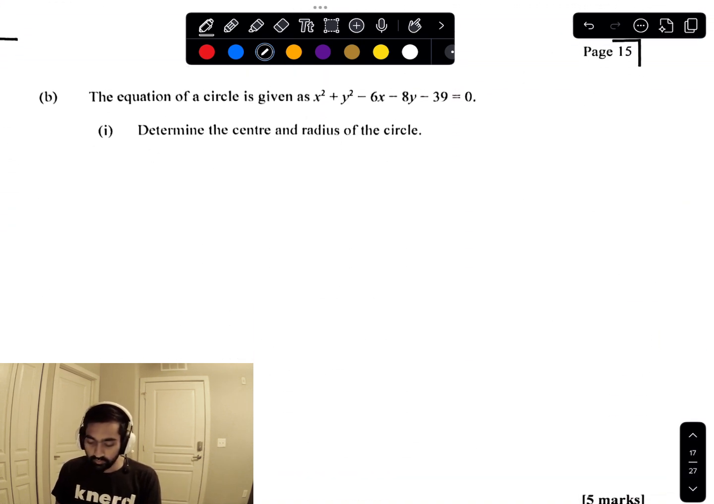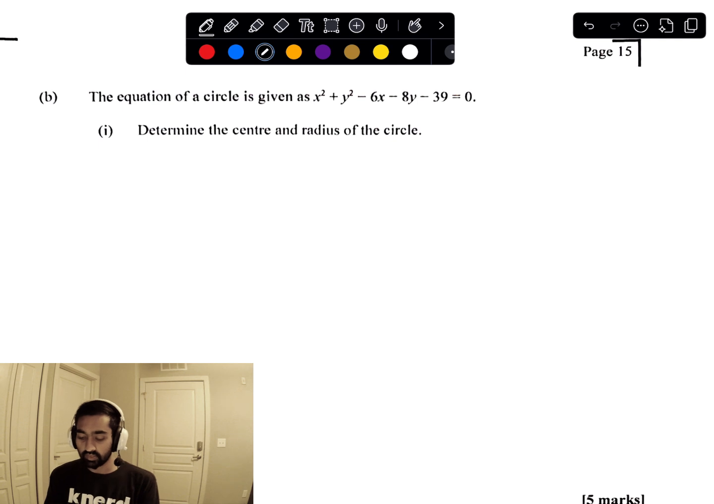Okay, let's move on now to part B. It says the equation of a circle is given as x squared + y squared - 6x - 8y - 39 = 0, and we're asked to find the center and the radius of the circle. Now, there's a formula that you can memorize if you need to, but I always find it easier to just complete the square on both sides. So let me show you what that is like.